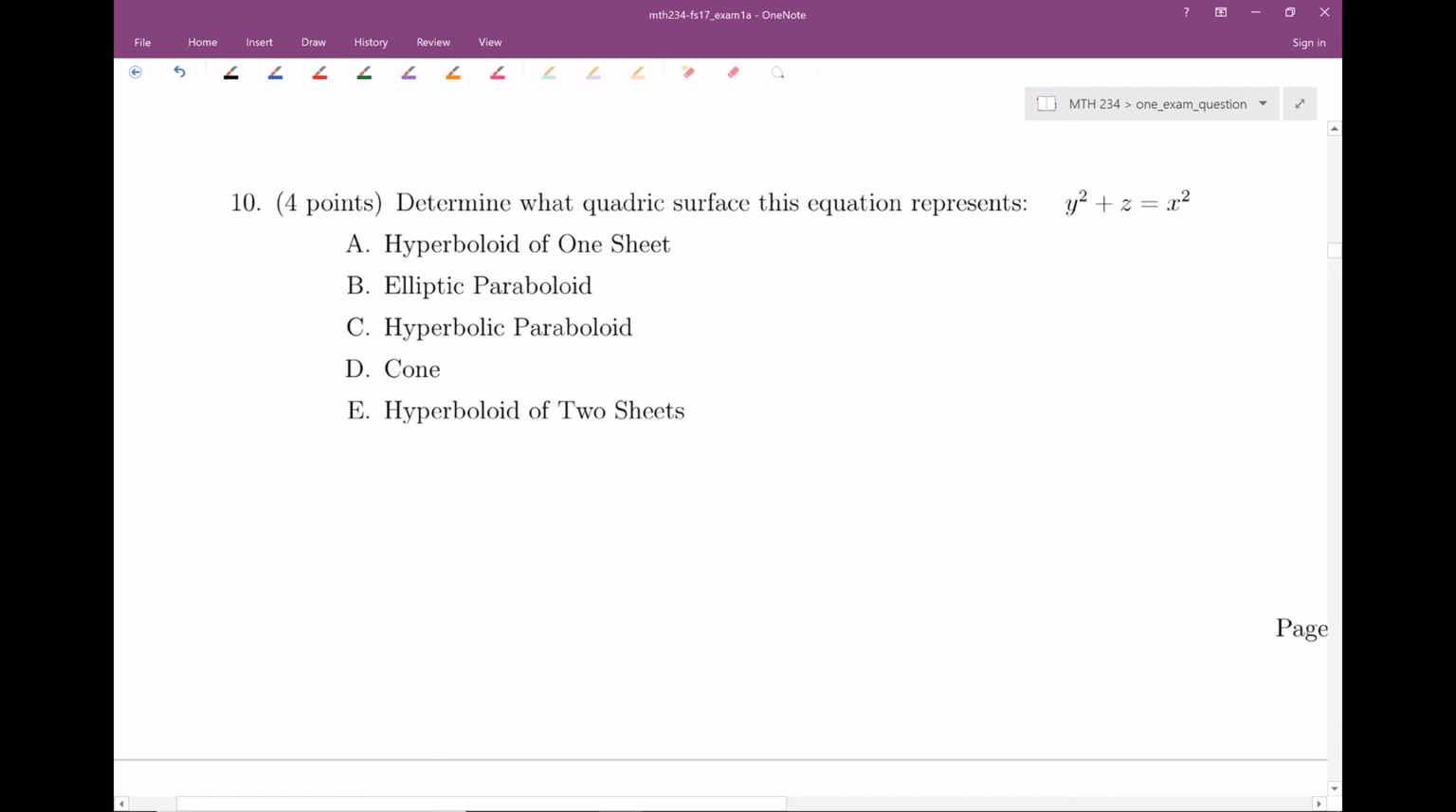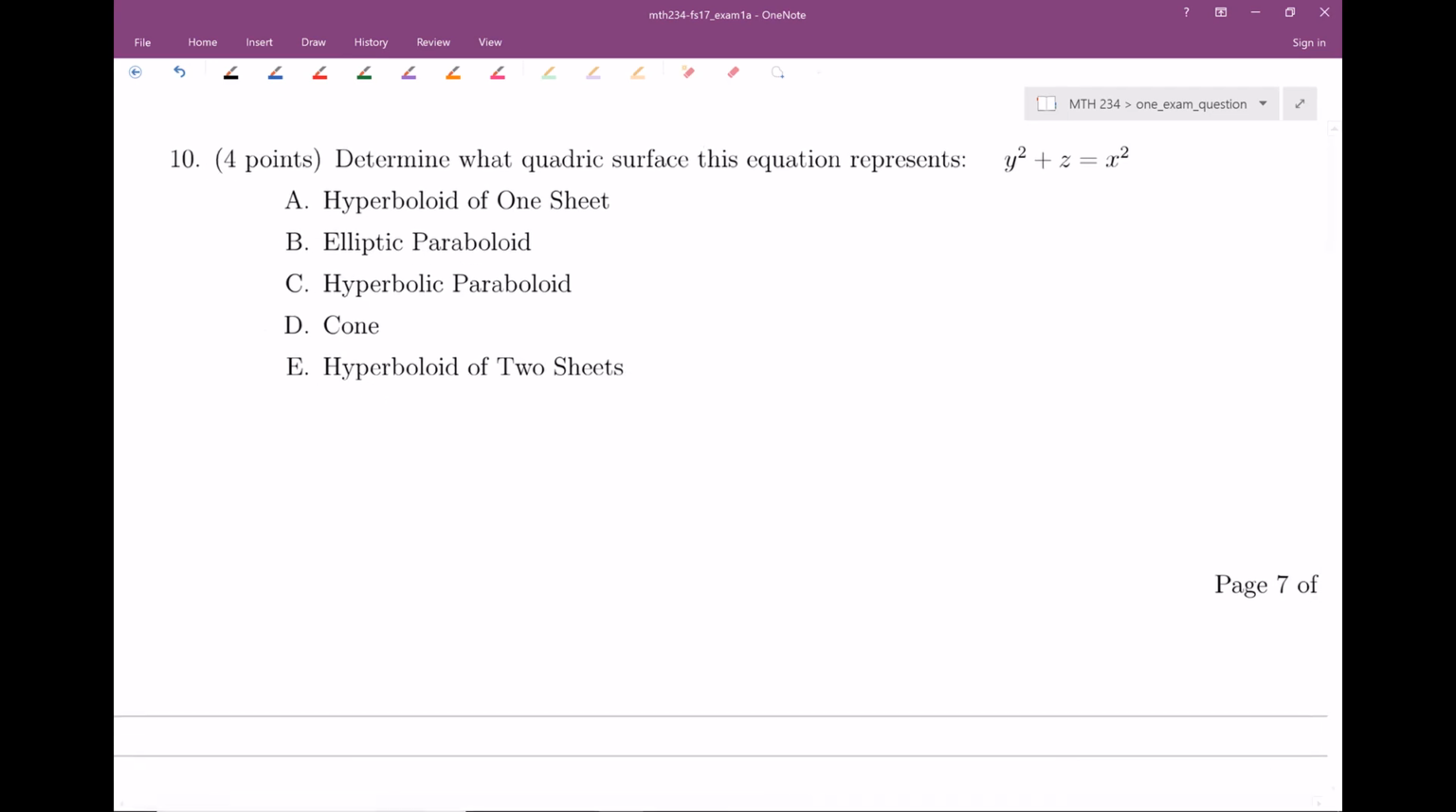Even if you happen to remember all of the different forms that these quadric surfaces can take on, this one doesn't particularly look like any of them. So we have to be a little bit clever here and figure out which quadric surface this is. The way that we do that is by graphing these traces. So I'm going to set certain things equal to 0 and see what traces we get, that should make up the surface.